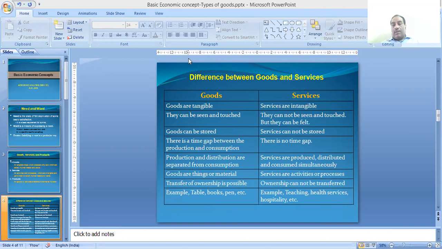So the examples of goods and services, I have already explained in between: table, books, pens, whatever you see, your fan, your AC, all these are goods. And services are the health services offered by the doctor, the teaching, hospitality, which means you go to the hotels for consuming your food, and you get the service in lieu. So these are the differences between goods and services.